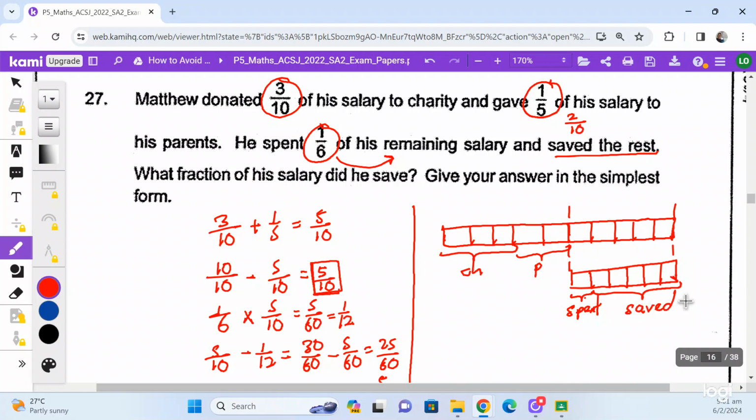And then the rest of the remainder, he saved the rest. Okay, so what fraction of the salary did he save? We can't put the question mark because it's a fraction answer. So what is the next step? What should we do to get this fraction?